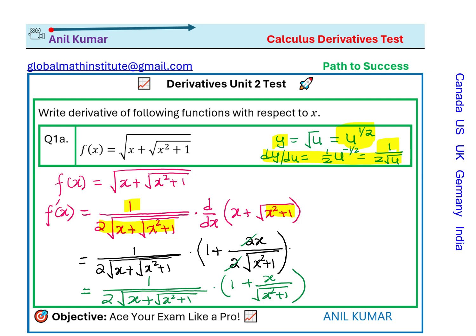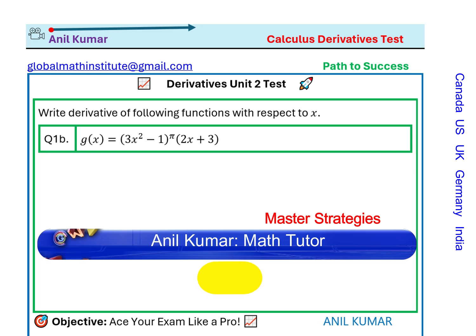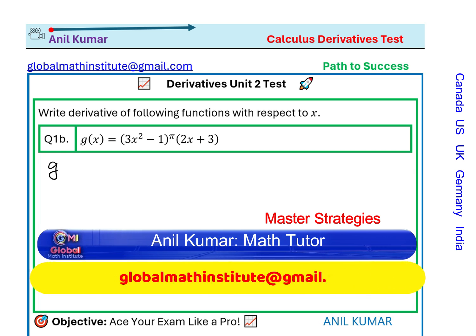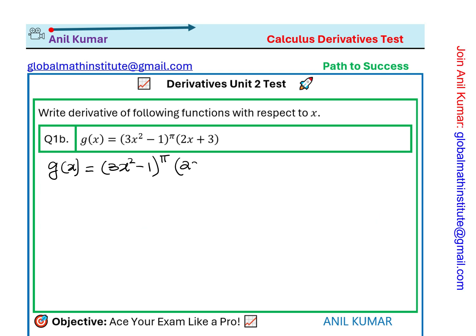Now, let's look into part B of this question, which is where you get pi in the exponent, right? So, pi is just a number, right? Okay, it's a real number. So, we have g of x equals 3x squared minus 1 to the power of pi times 2x plus 3. Product rule will be applied, as you can see, along with the chain rule. So power rule, chain rule, product rule all combined together.